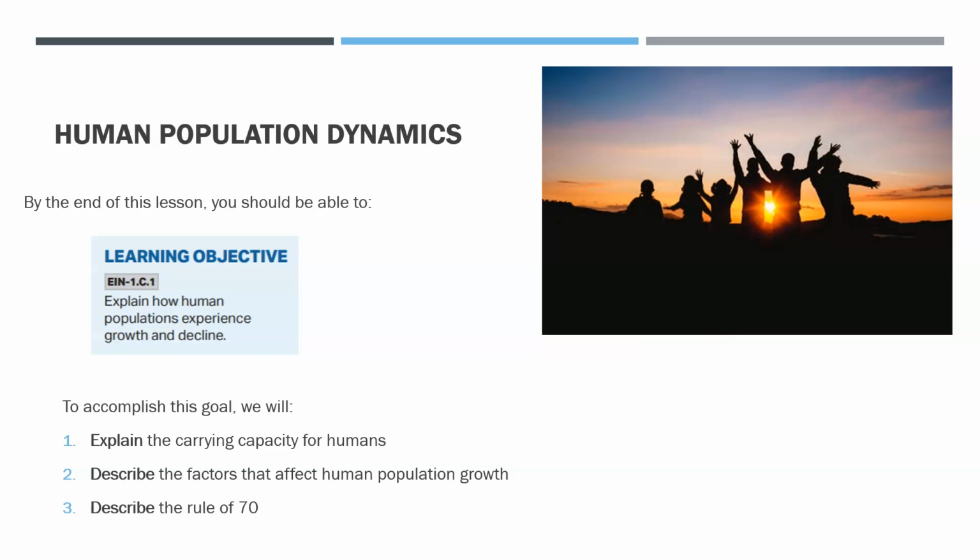Today we're going to talk about human population dynamics. Our goal is to explain how human populations experience growth and decline. In order to accomplish our goal, we're going to explain the carrying capacity for humans, or if there is a carrying capacity for humans. We're going to describe the factors that affect human population growth and describe the rule of 70.